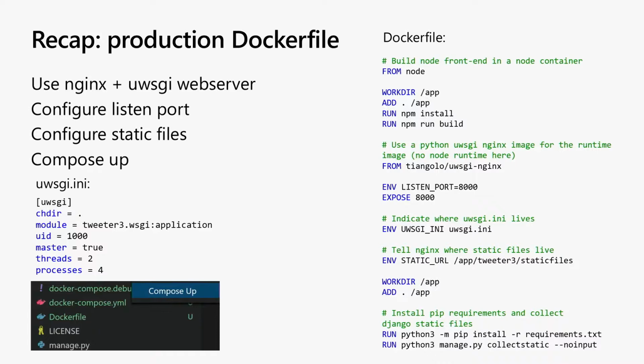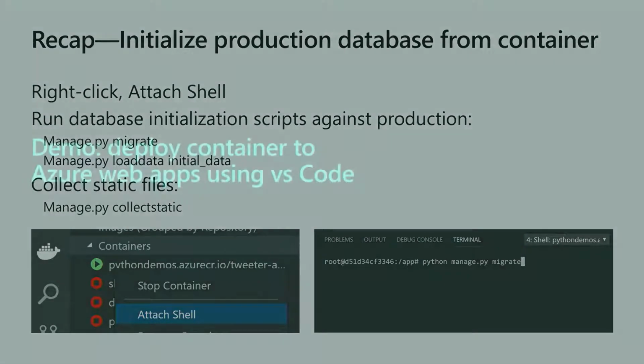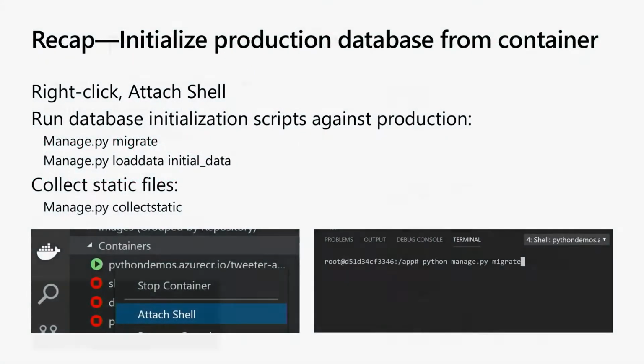And then we created the production Docker file that used multi-stage builds to build the Node app and then build the Python app on top of that. Once we defined those files, we did a compose up to build it. And then we attached into the container locally and ran our database migrations from the production container locally to initialize the production database. And then I'm missing the step where I actually right-click and deployed from Azure Web Apps. It might be out of order in the slides.